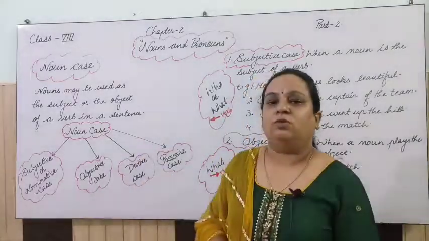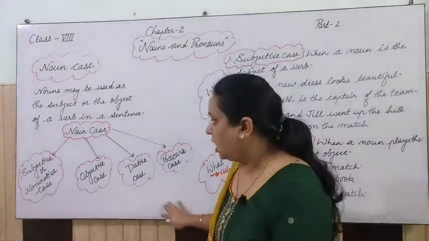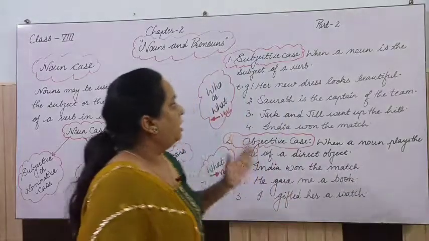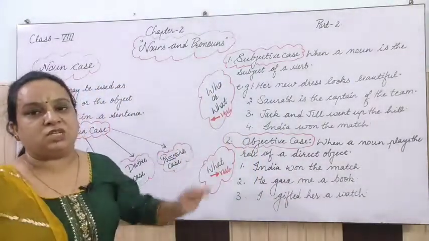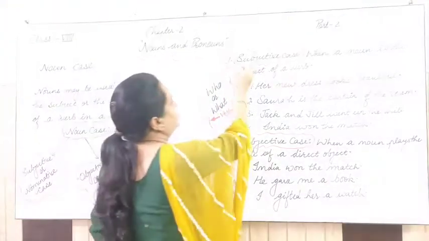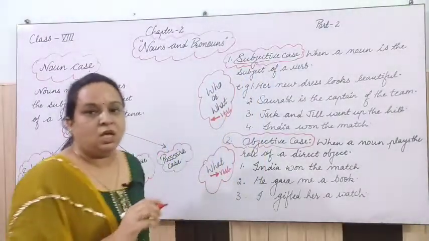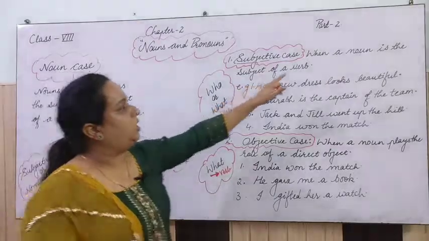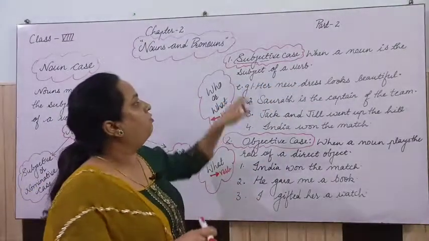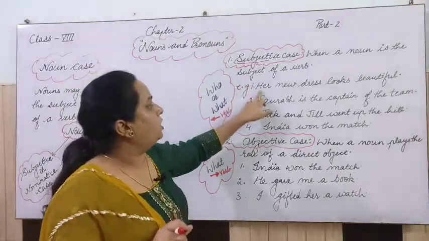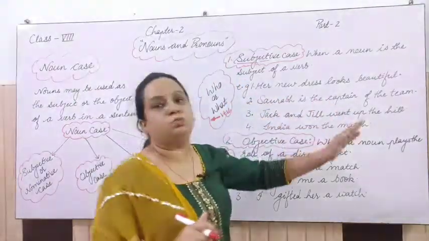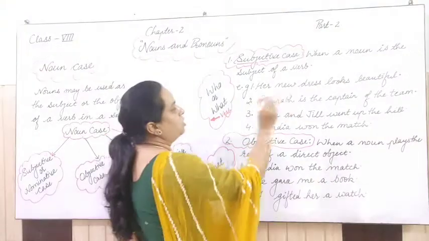Now let's talk about these noun cases in detail. First we will talk about the subjective case. As I told you, subjective case is related to the subject in the sentence. So when the noun is the subject of a verb. For example, her new dress looks beautiful.